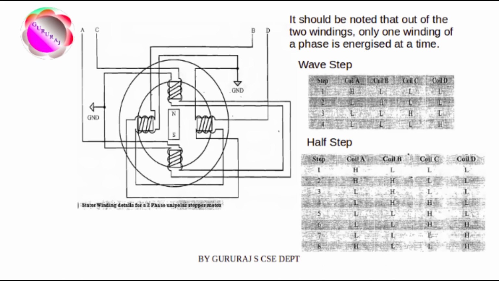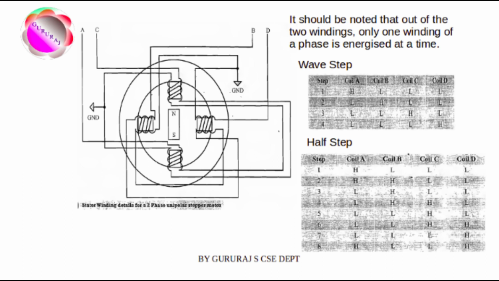In wave step mode, only one phase is energized at a time and each coil of a phase is energized alternately. The coils A, B, C and D are energized in the order shown. Then half step. It uses a combination of wave and full step. It has the highest torque and stability. The coil energizing sequence for half step is again shown in the table. The rotation of the stepper motor can be reversed by reversing the order in which the coil is energized.